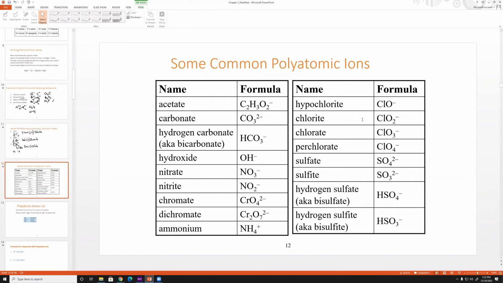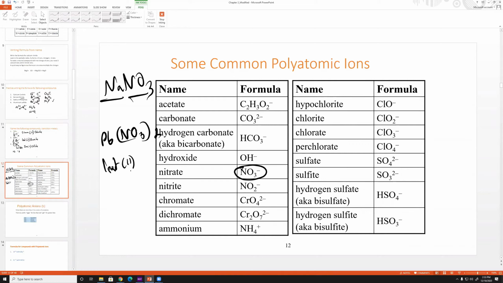When naming with these polyatomic ions, you just write the name of them. There's no need to change the name to an IDE ending or anything. So for example, if you have NaNO3, this would simply be sodium nitrate. NO3 is nitrate right here, so it would be sodium nitrate. If you had Pb(NO3)2, you would have lead 2 nitrate. So you wouldn't change the name of the polyatomic ion at all.